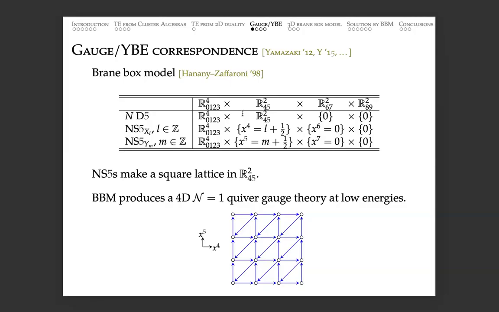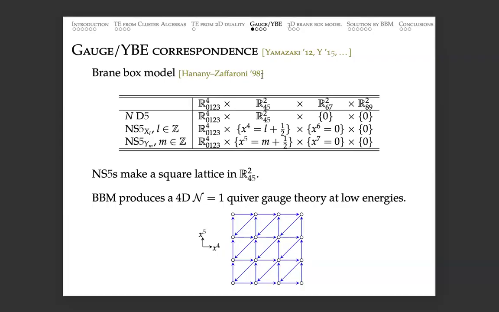So I have to begin by explaining what the gauge YBE correspondence was. There are different versions of the gauge YBE correspondence, with different degrees of complexity, but I'll talk about the simplest case. Okay, so there's something called the brane box model in gauge theory and string theory. It was introduced by Hanany and Zaffaroni a while ago, in 98. If you know a little bit about brane constructions of gauge theory, this slide makes a lot of sense, but otherwise it's still going to be okay.